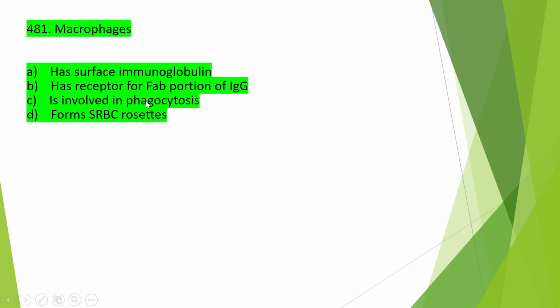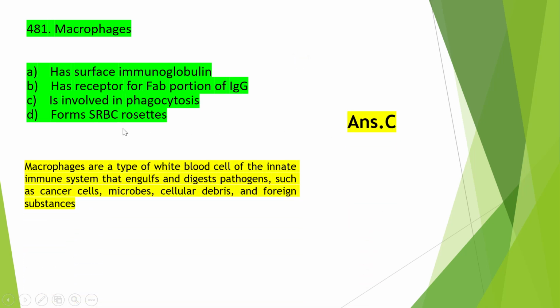Macrophages: has surface immunoglobulin, or has receptor for Fc portion of IgG, or is involved in phagocytosis, or forms SRBC rosette, and the right answer is option C, that is macrophages are involved in phagocytosis. Macrophages are a type of white blood cell of the innate immune system that engulfs and digests pathogens such as cancer cells, microbes, cellular debris, and foreign substances. Okay.